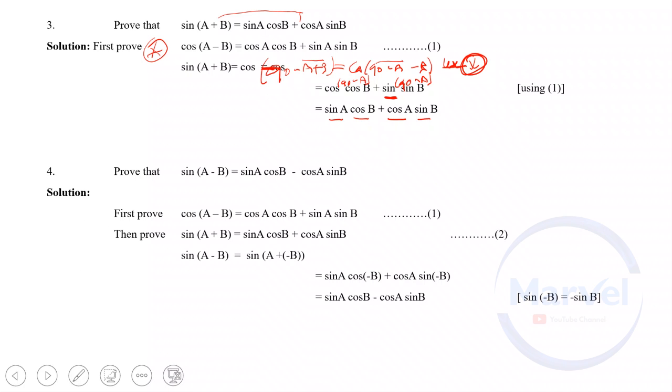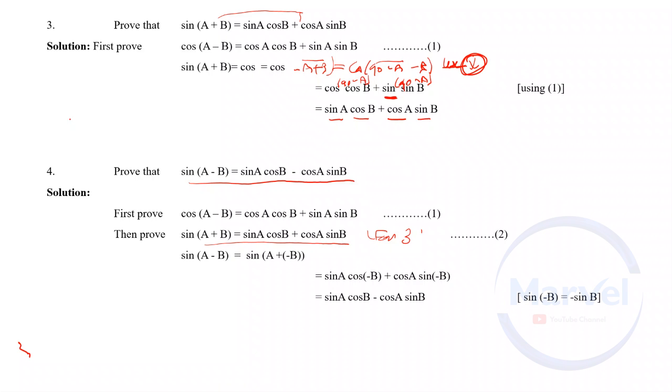Here A plus B is there. So next formula, sin A minus B equal to sin A cos B minus cos A sin B. Using above formula, you can use sin A plus B. This is the above formula, formula number 3. Sin A minus B, write minus B as plus of minus B. Okay, so apply this formula, formula 3.